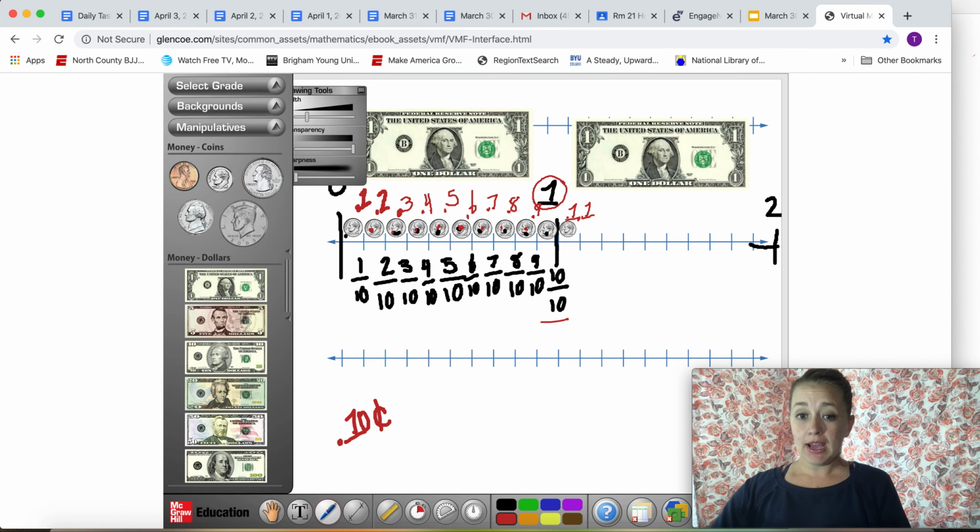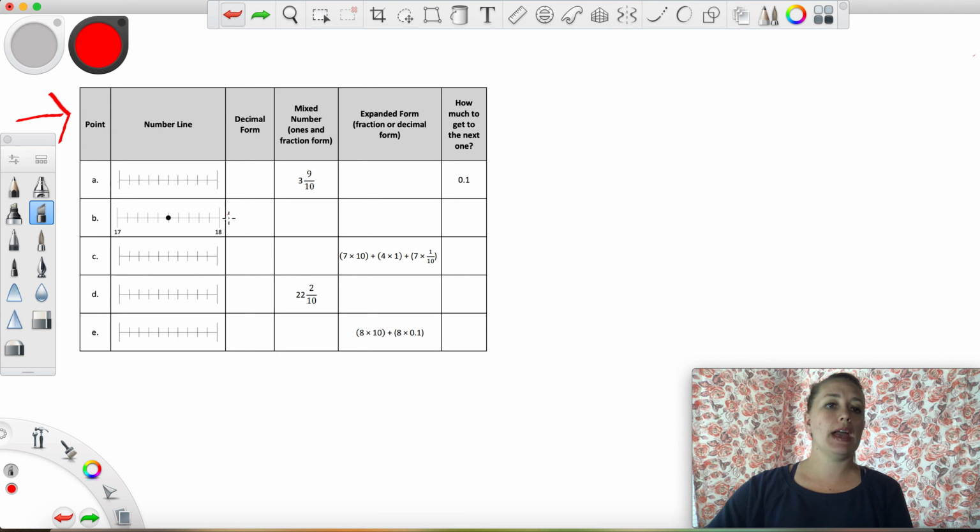Okay, so with that in mind, let's go back to some of our problems. If I was looking here, let's look at this first problem. Now, I don't know exactly what that decimal is, but it gave me a mixed number where it's saying, oh, 3 and 9/10. Okay, so 3 is my whole.